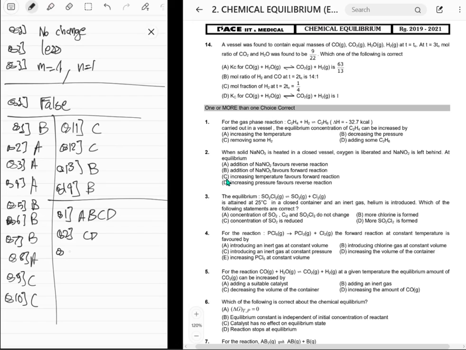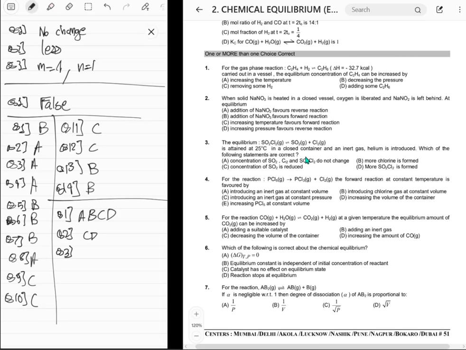So question number 3. This equilibrium is attained at 25 degrees Celsius in a closed container and an inert gas, helium, is introduced. Closed container, so the helium doesn't do anything. Which of the following statements is correct? It does not change, of course, because it's a closed container. Concentration of SO2 is reduced? No. More chlorine is formed? No. So A.